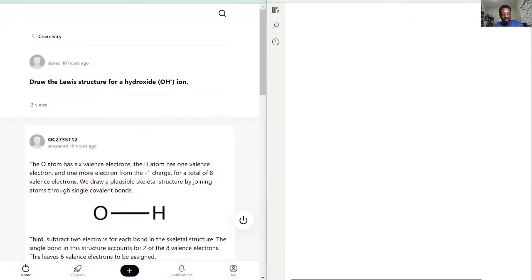And yes, so let us start with the first few questions of the new year. So question 1 is asking us to draw the Lewis structure for a hydroxide.